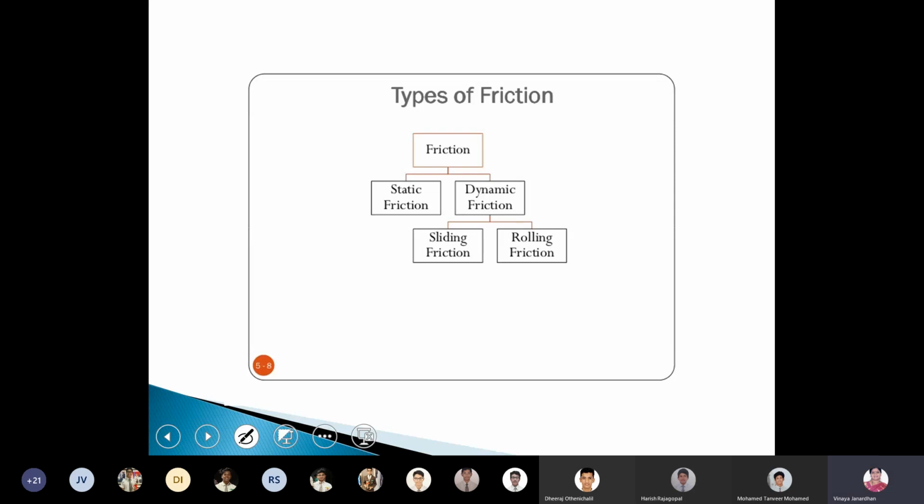Static and dynamic, under dynamic, sliding and rolling. I think I have a few minutes. I'll go for a video clipping. Is that possible, boys? 10:55.